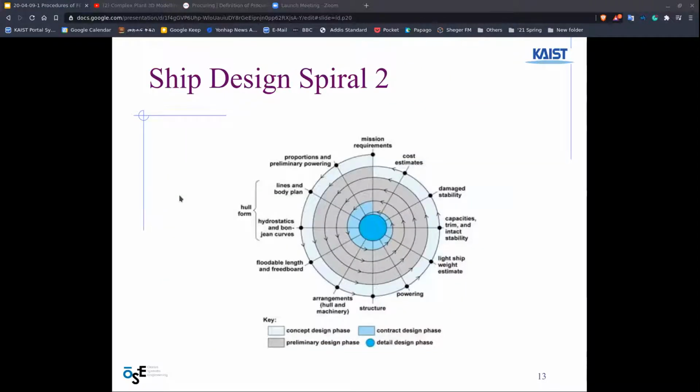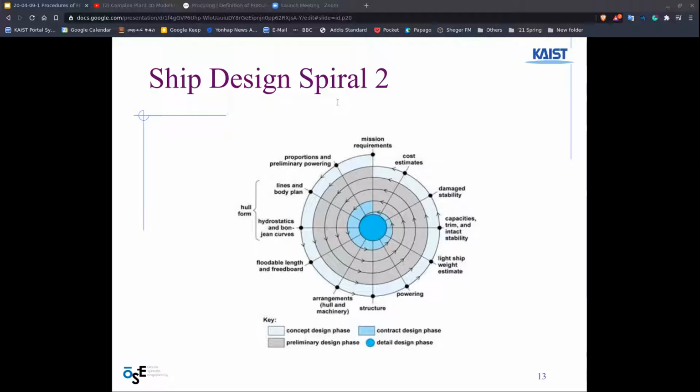So this is another spiral, similar but with a more detailed explanation and more stages. There are four stages, as you can see at the bottom, marked with rectangle and circle. There is the concept design phase, the preliminary design phase, the contract design phase, and at the end the detailed design phase.